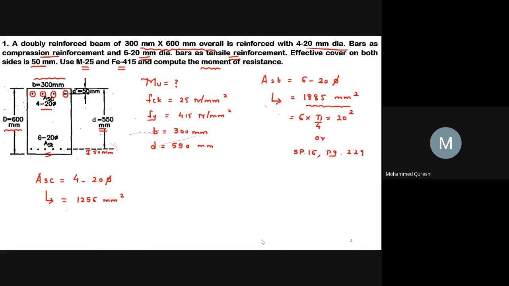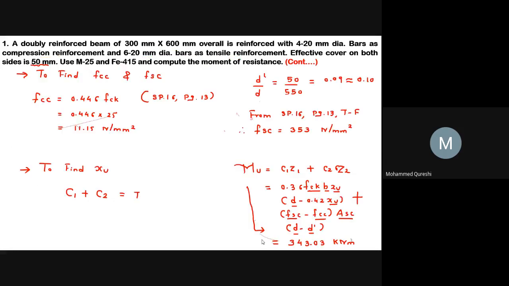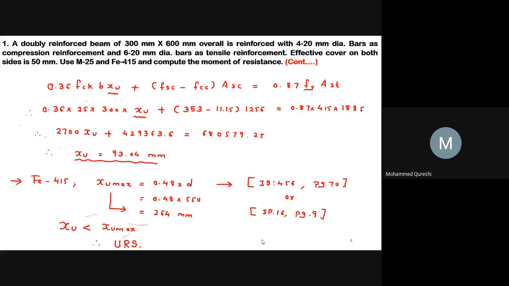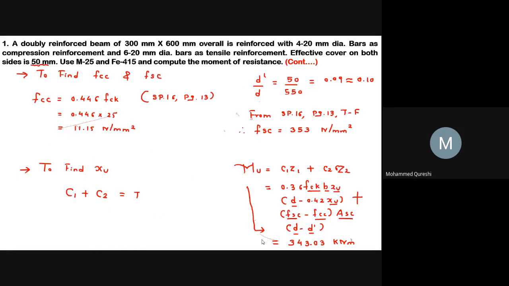From the given data, we have to firstly calculate the area of tensile steel and area of compression steel, that is Ast and Asc. Then we have to find fcc and fsc, and by using the equation C1 plus C2 equals T, we have to calculate the value of XU, and check whether the section is under reinforced, over reinforced, or balanced section. And for that, we have to check the condition of XU max according to the characteristic strength of steel. And lastly, we have to calculate the moment of resistance Mu equals C1Z1 plus C2Z2.